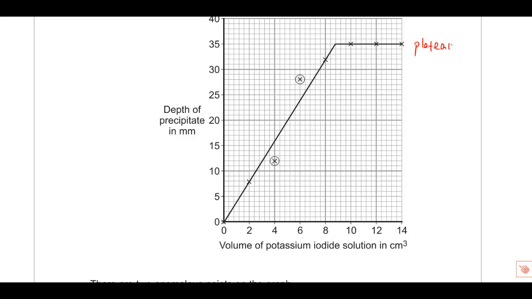So I don't know if they're going to ask me that in the question, but certainly I know that I want to be looking at the fact that as the volume of potassium iodide increases, so does the depth of precipitate up to a point, give that point, and then it plateaus. That's the way description of graphs works.